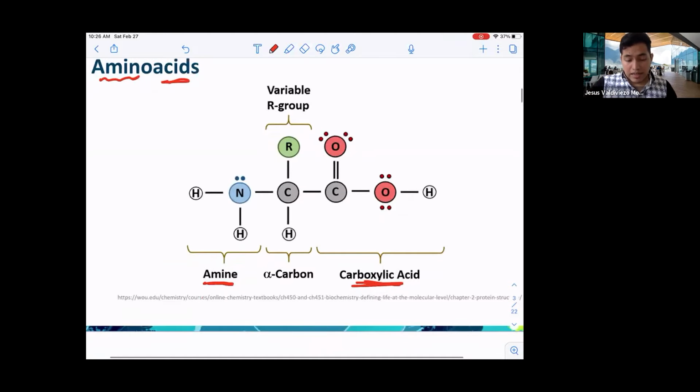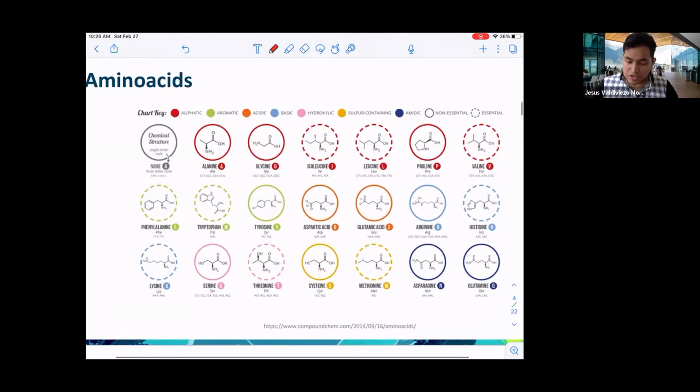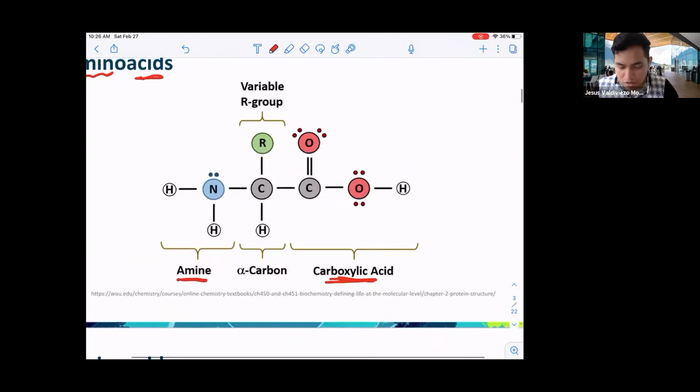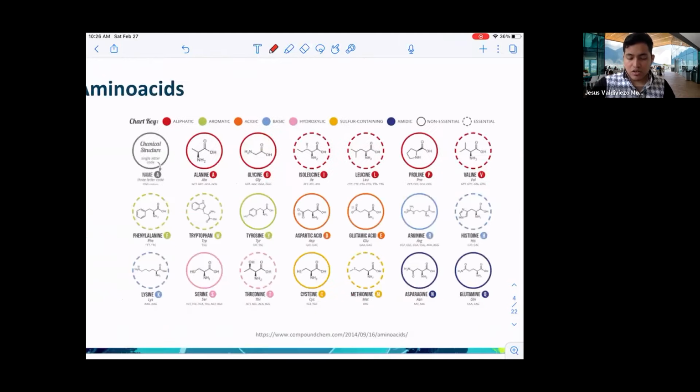There are several types of amino acids, and how to name them depends strongly on what is called the R group, the variable R group. Depending on the nature of the R group, they're going to have different behaviors in a protein. So we can have aliphatic R groups, aromatic, acidic, basic, and so on. And this is going to be very important because each amino acid, depending on this R group, is going to act differently in proteins.